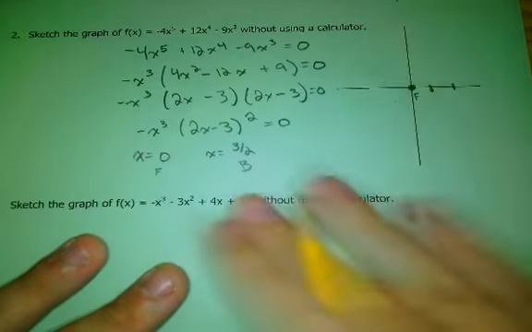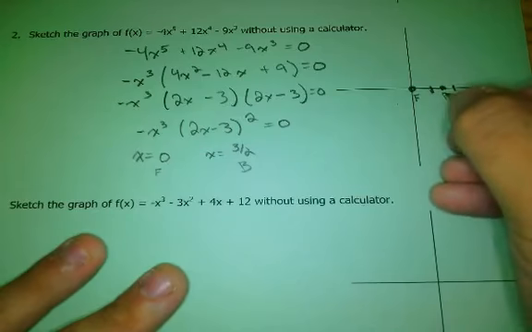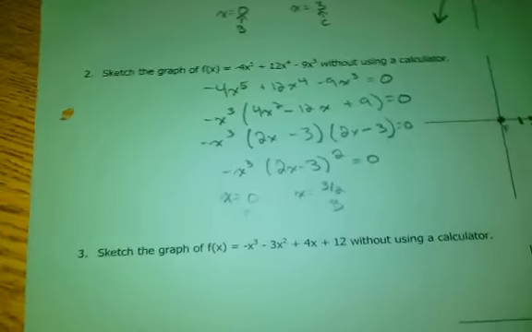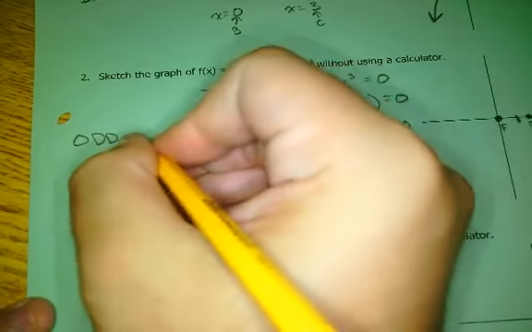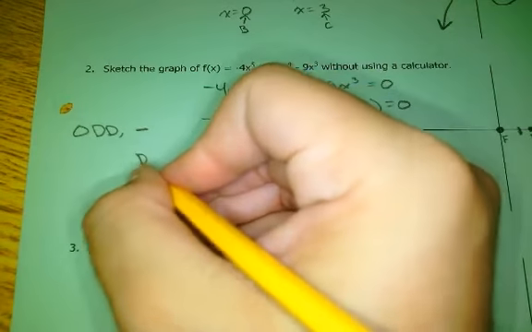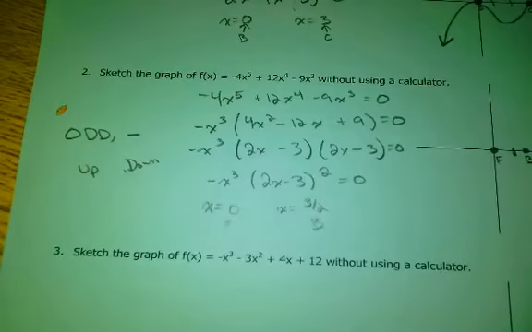And then at 3 halves, I have right here. That's going to be my bounce. Now, what degree is this one? Odd, and it is negative. So my end behavior is going to start down. So it's up, down. When I say start, it's because I always start from the right.